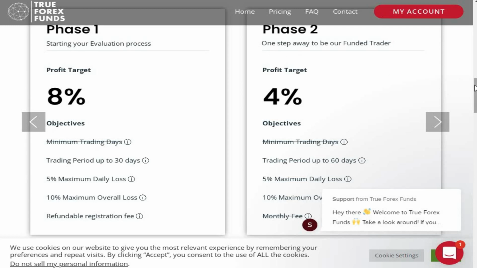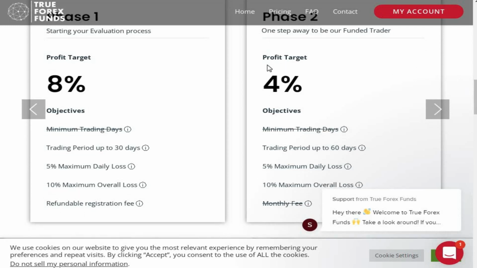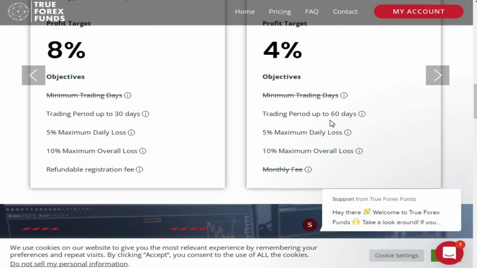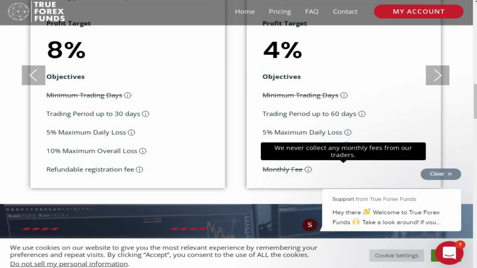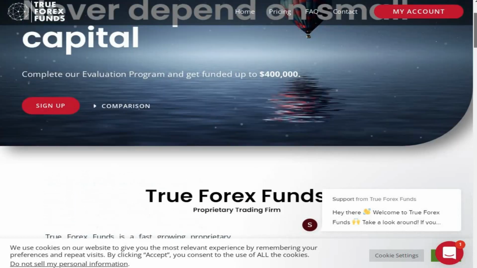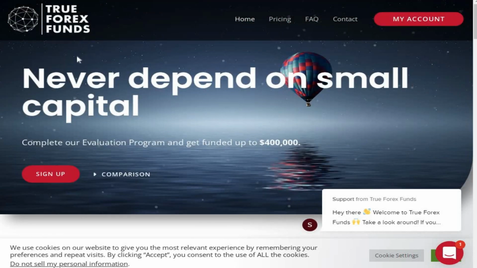In phase 2, what you have to do is target 4% of your account. After that, you also have 60 days of trading, and the risk and overall loss limits are still the same. There's no monthly fee, meaning once you are done, they'll give you 80% of the profit once you are trading a funded account. And guys, with the strategies we are sharing on our YouTube, you can also be a funded trader and able to trade these big accounts.